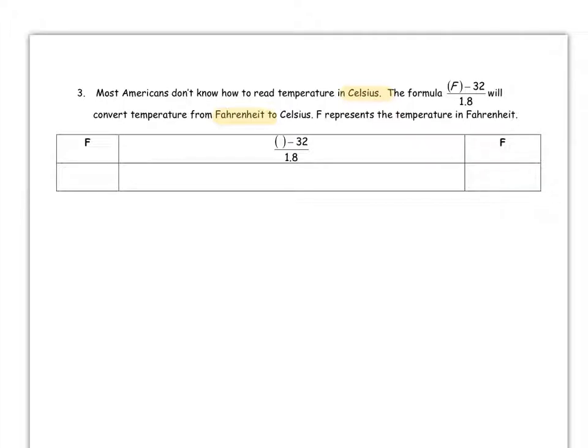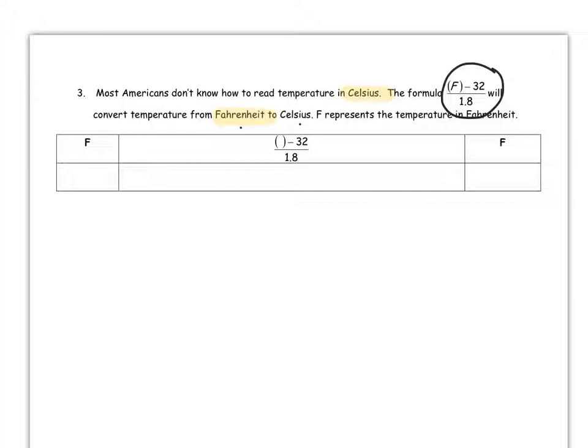So most Americans actually don't know how to read temperature in Celsius, even though it's so commonly used around the world. So there is a formula or an expression that converts a temperature in Fahrenheit back to Celsius so we could figure it out. So it'll convert temperature from Fahrenheit to Celsius. So F in the formula or in the expression represents the temperature in Fahrenheit. So we're just going to try plugging this in. Remember, plug in just means evaluate. So we're going to try evaluating this expression.